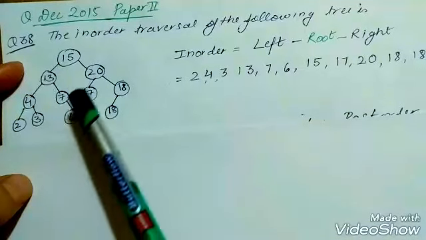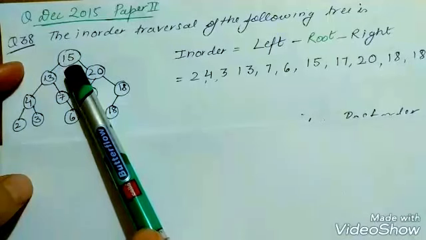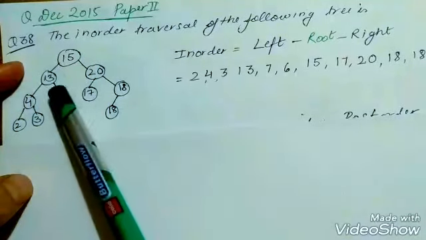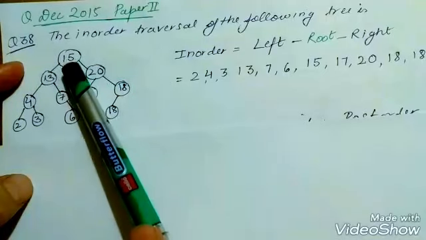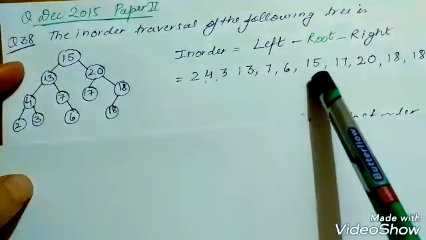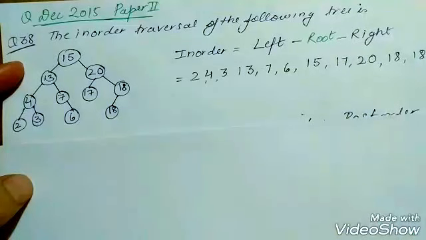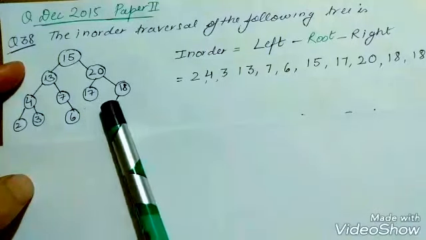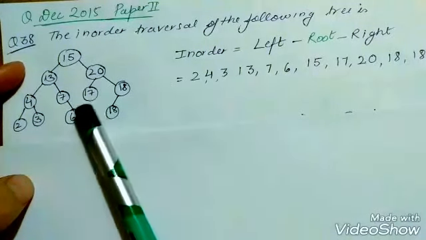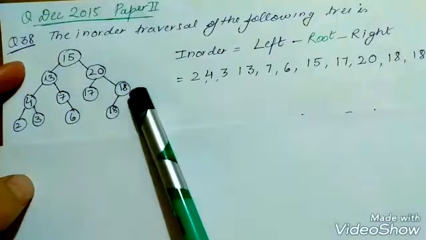Now we move to the main root, which is 15. Why? Because left, root, and then right. So we write down the main root, which is 15 here, and after that we consider our right subtree. Even over here we will consider left, root, and right. So left, root, and then right.